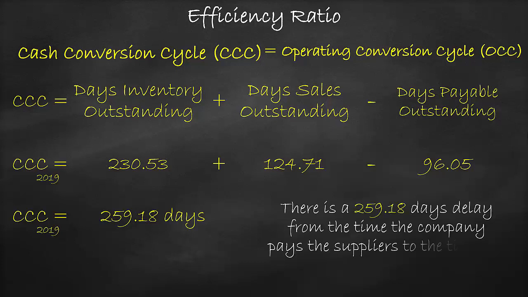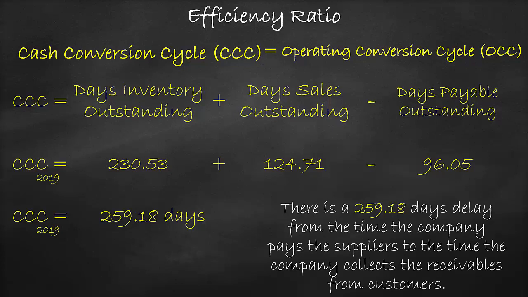It means that there is a 259.18 days delay from the time the company pays the suppliers to the time that the company collects the receivables from the customers. The shorter the cash conversion cycle, the better.